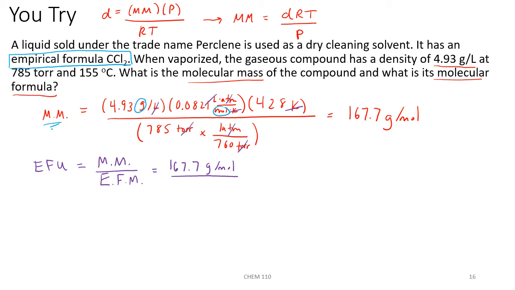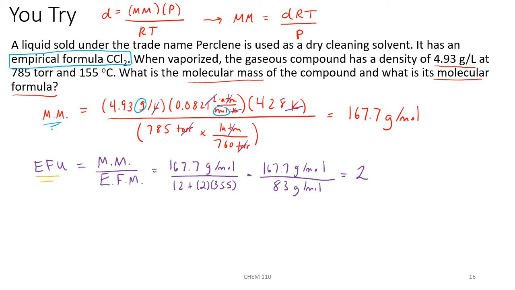So if we calculate that, carbon is 12, chlorine is 35.5, and there's two of them, so it's going to be 2 times 35.5. So that should come out to approximately 83 grams per mole. And when we divide our molar mass by our empirical formula mass, we should expect a whole number, or pretty close to a whole number if you have to round. In this case, we get 2. That tells us there's 2 empirical formula units contained within the true molecular formula.